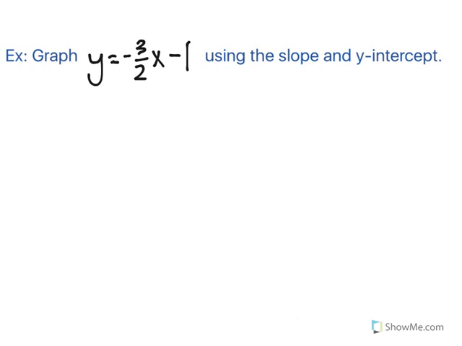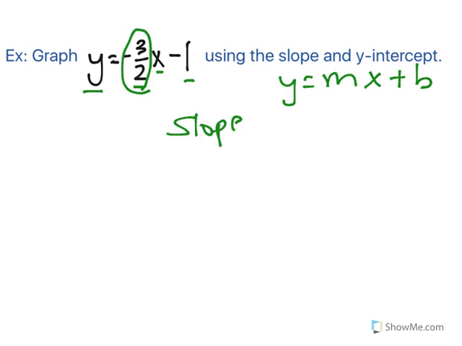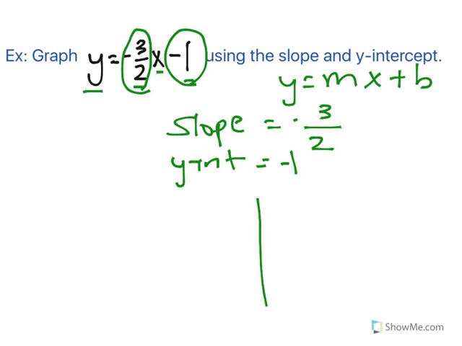Now we're going to actually graph the equation using the slope and the y-intercept. First let's write our equation: y = mx + b. We have our y equals our m and then the x plus our b, so we're in good shape here. My m is my slope, so my slope is going to be -3/2. That's my rise over run, so we're going down 3 and going over 2. And then my y-intercept is going to be my -1.